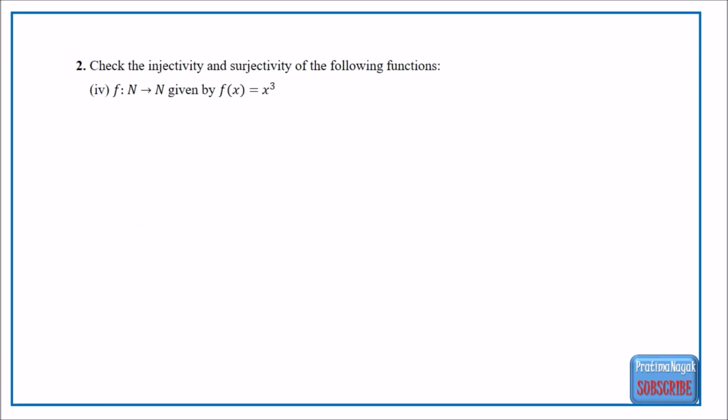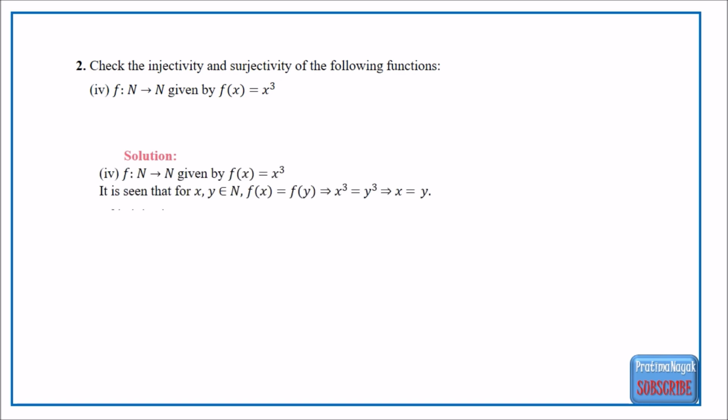Now coming to the fourth part. Same question. Now the function is defined from natural numbers to natural numbers, given by f of x is equal to x cube. So first, define the function. Now let x, y belong to N, f of x is equal to f of y. So x cube is equal to y cube. Now this implies that again x is equal to y, because both are natural numbers. So f is injective.